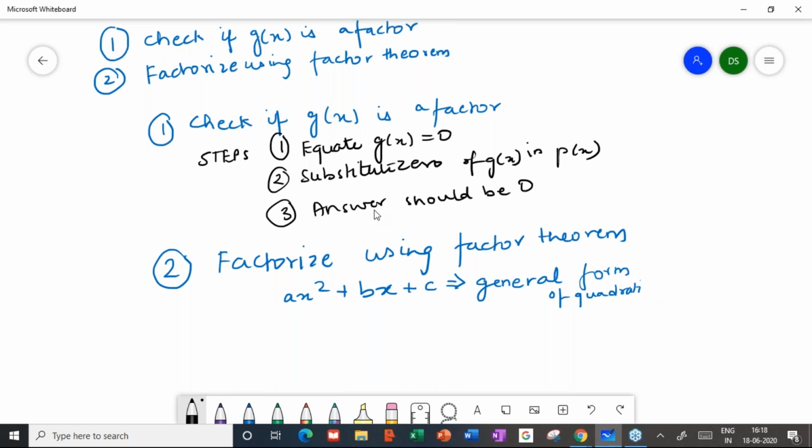Should I just shift the screen up a bit? Okay.